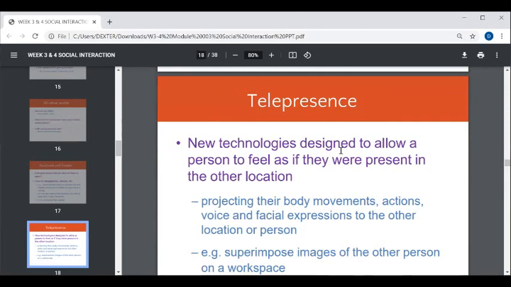Then we have the telepresence. So, what is telepresence?